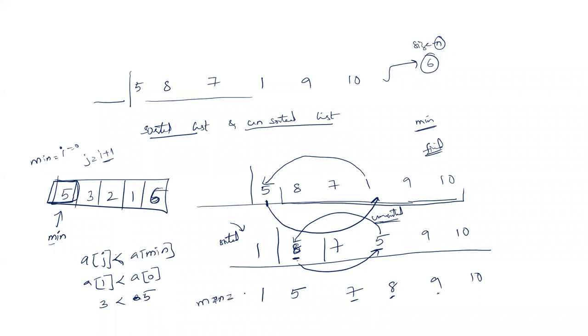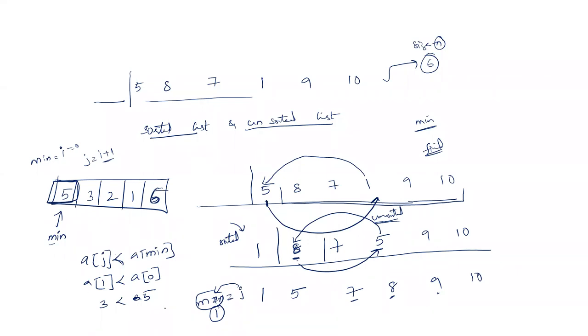If it is true, what I'm doing is min is equal to j. So I'm tracing the j value into the minimum place. Now the min value is 1, so min is 1.